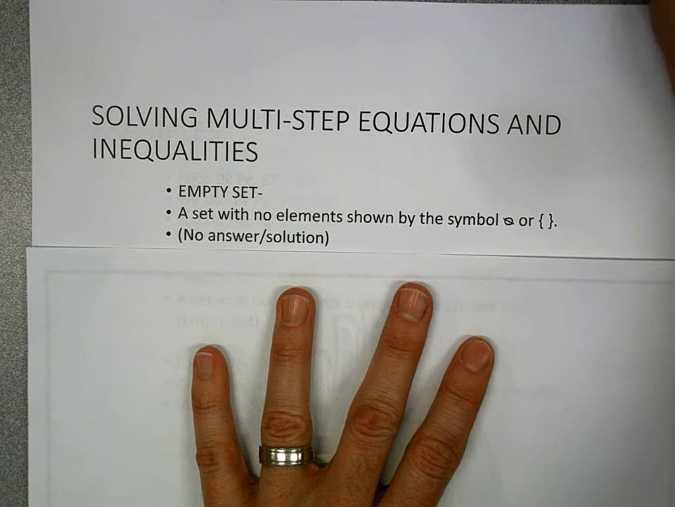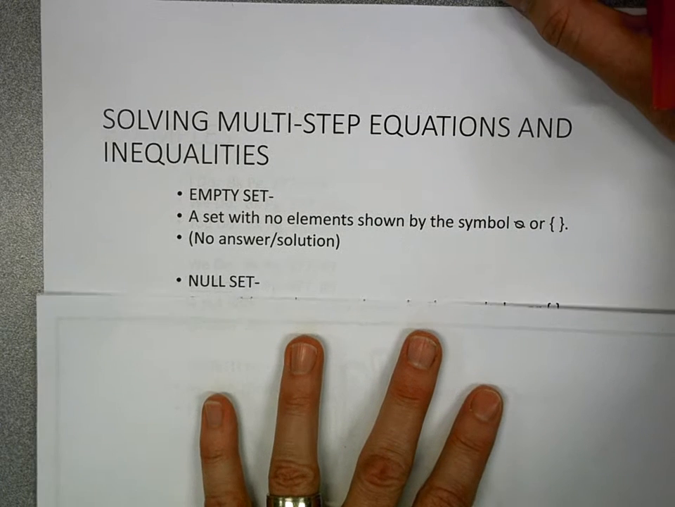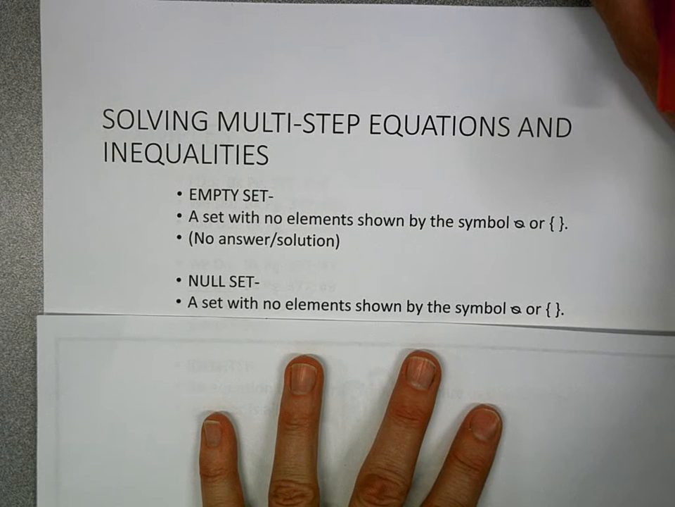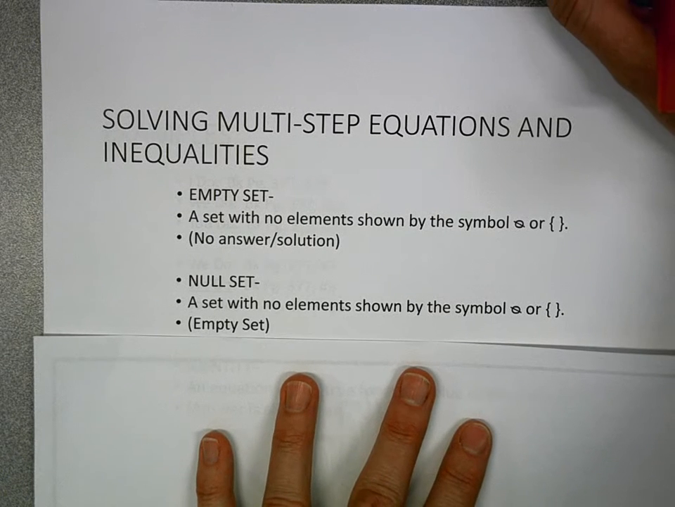All right. Here's our next word, null set. Everyone? Null set. This is a set with no elements shown by the symbol, and of course those two symbols there, both null set symbols. Now, if you didn't recognize that, I would hope that you would. A null set is just a synonym to an empty set. Two different names for this, pretty much referring to the same thing.